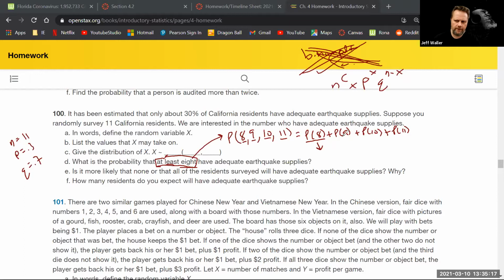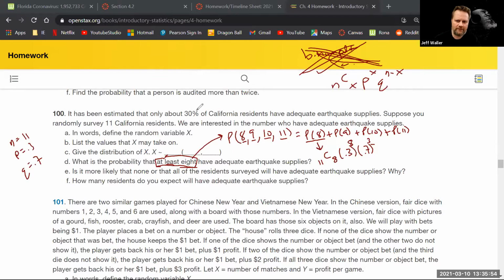How many people do I have total? 11. And I want to choose 8. 8 of them. So how many successes do I have? 0.30 and then 8. Good. 8 of them. And how many failures do I have? 3. Good, because I got 11 total people. So do that formula for the 8, and do it for 9, and for 10, and for 11. And just to warn you guys, those probabilities will get very tiny.